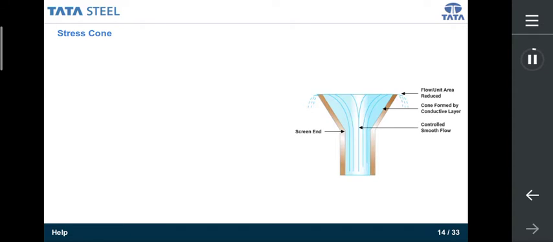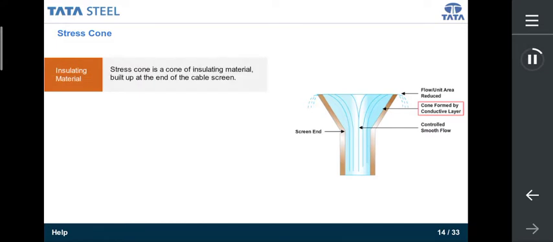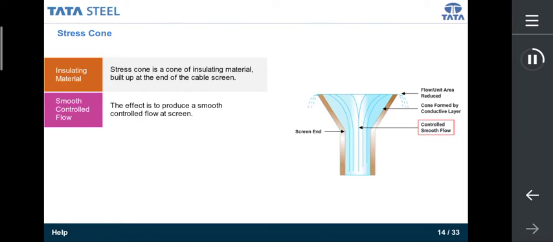Prior to getting into the types of stress control methods, let us understand what a stress cone is. A stress cone is a cone of insulating material built up at the end of the cable screen, made either from tapes or solid with a conductive layer. The effect is to produce a smooth controlled flow at the screen end, that is, no discharge. At the end of the cone, the water flows smoothly over the edge.